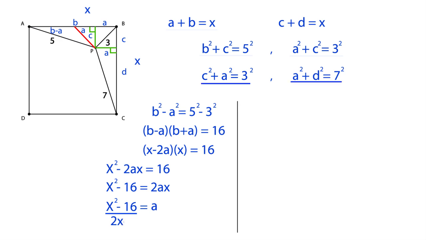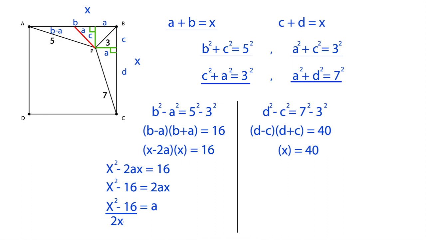Now I will work with these two equations, and in a very similar way, we'll get some relationship between x and hopefully just one variable. So the first thing I'd like to do is subtract them. So that will give me D squared minus C squared is equal to 7 squared minus 3 squared. And factoring, you get D minus C, D plus C is equal to 49 minus 9, which is 40. Now D plus C is x, so that's just going to be x there.